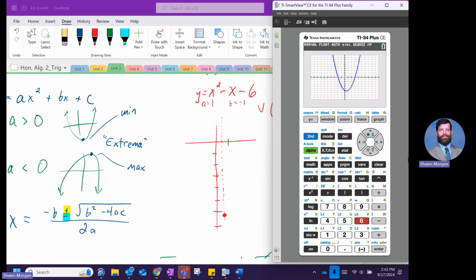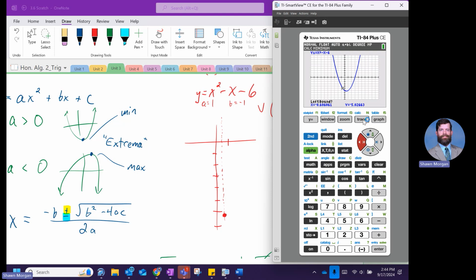Now, if I wanted to find the lowest point on this parabola, I'm going to hit second trace, and then you tell me which of those options looks like it would do it for me. Minimum, that third option. Now it says left bound, and can you see where that cursor is? I'm going to zoom in for you guys that are here in class.